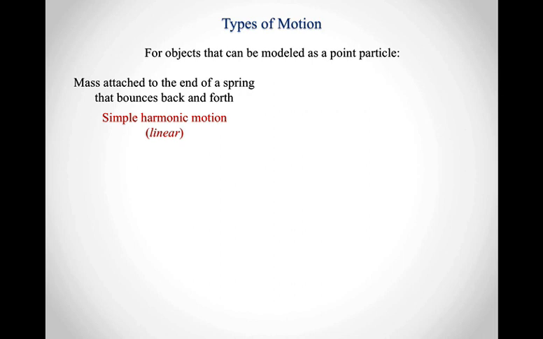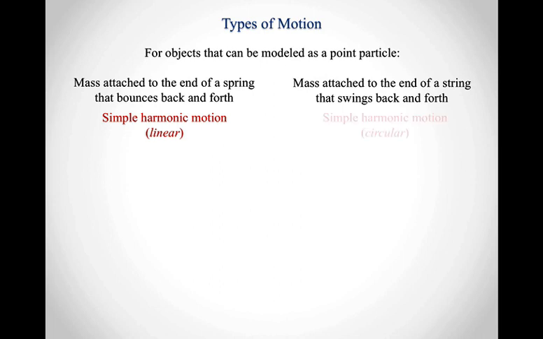And because it's bouncing back and forth in a line, this is what's known as linear simple harmonic motion. Again, I have linear motion that happens to be simple harmonic. If, on the other hand, I took that mass and instead of attaching it to the end of a spring, I attached it to the end of a string, pulled the mass out, and let it go so that it swings back and forth.